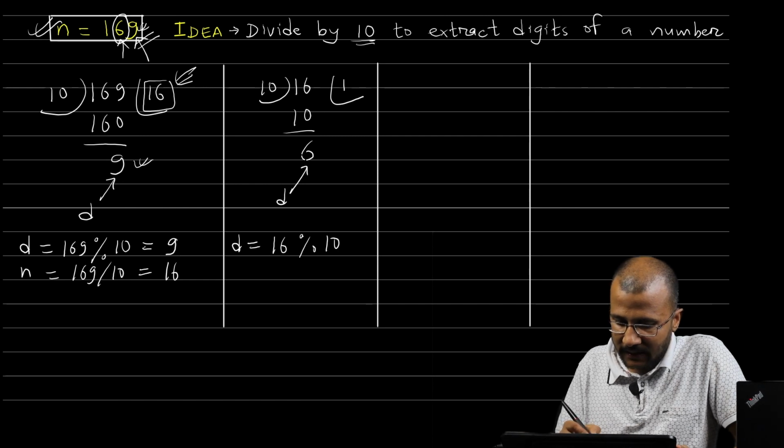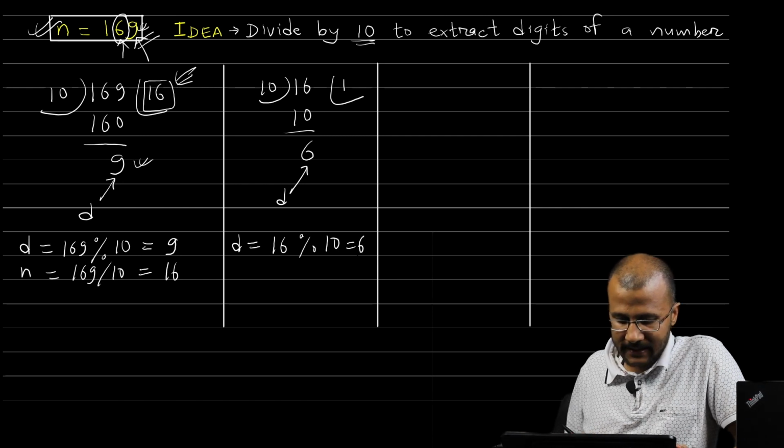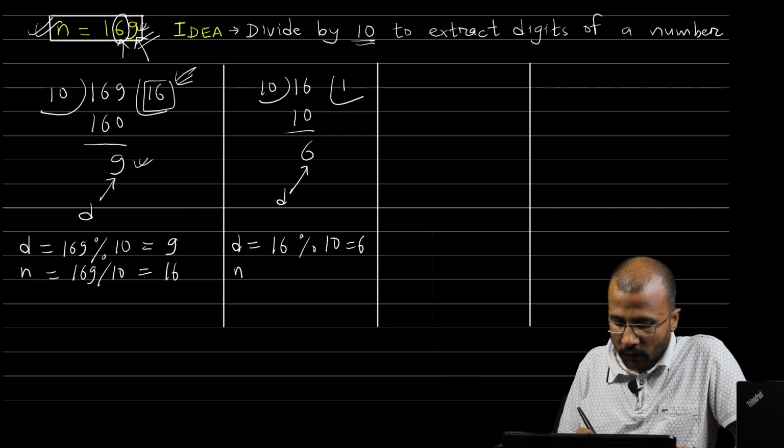If I divide 16 by 10, the remainder is 6. Okay, this is my digit. And what is the new value of n? So the new value of n is 1. This is my new value of n. How do I get this number? I divide 16 by 10. The quotient is nothing but 1.